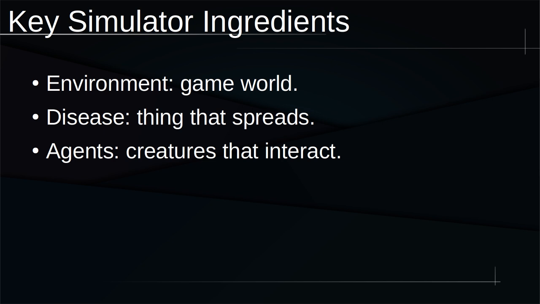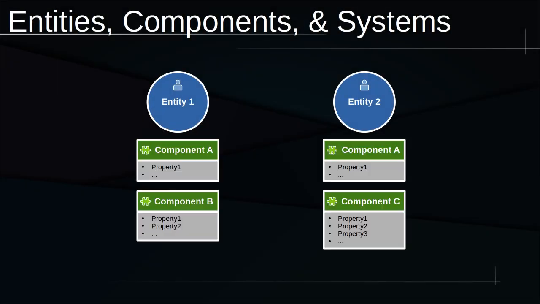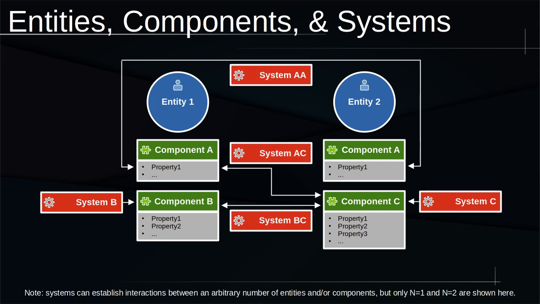Well, let's step through each ingredient individually and then tie them all together. Entities will appear as blue circles, their components will be green boxes below with gray boxes defining the comprising properties, and systems will be represented as red boxes that point at the various components on which they either depend or operate. We'll hold off on defining the systems until we've covered the entities and components.